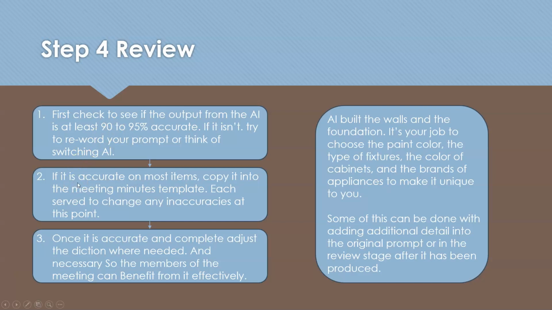If the product that it produces is accurate, copy it into the meeting minutes template that you have. It should be pretty quick to just drag it over, copy, and paste into each of the boxes, and then change any inaccuracies at that point. So if there's the wrong date or the AI gets the wrong name, it shouldn't. It's pretty intuitive on dates, names, all those kinds of things.